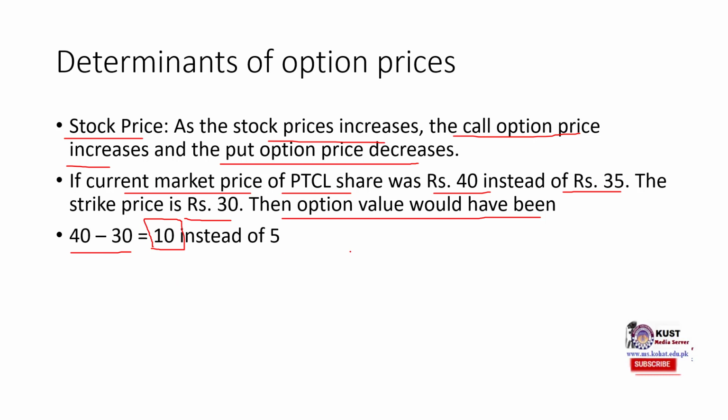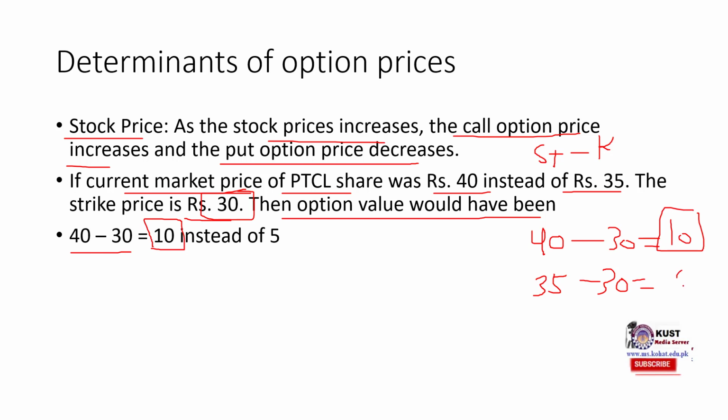So imagine it is a call option. How do we find the value of call option? It is ST minus K, right? So if the future spot price or the stock price at the expiration is higher, so in this case we have a strike price of 30, then this option would have a value of 10. Imagine if this future spot price was lesser, it was 35 rather than 40, then the value of this call option would have been 5.